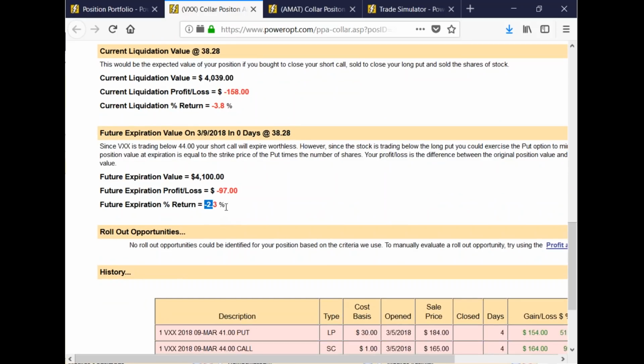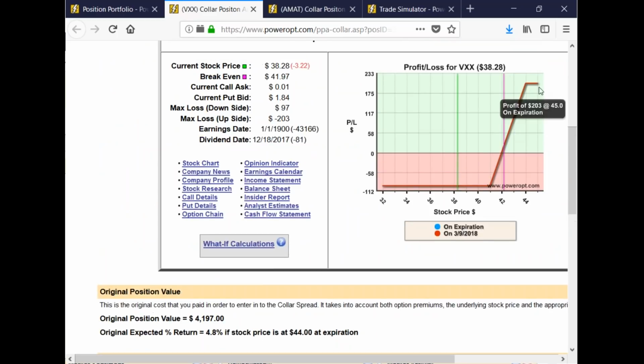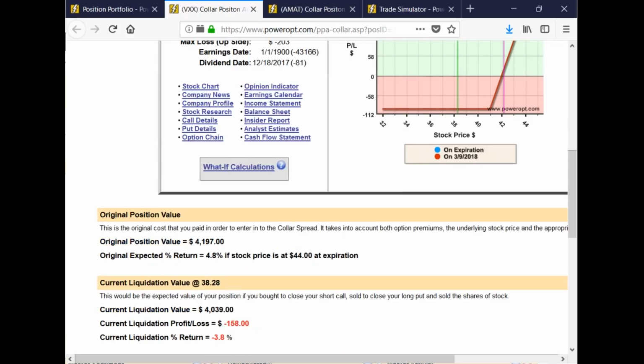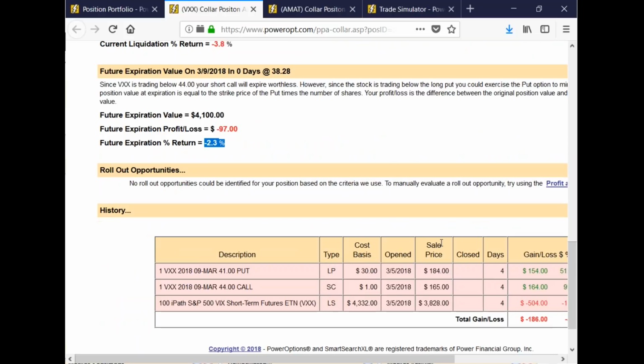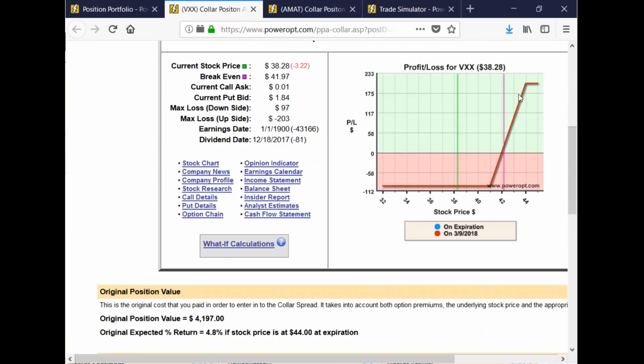Now, it's technically at expiration. If we leave it alone, what happens? Well, our call expires worthless. Our broker would exercise our 41 put this afternoon or tomorrow morning. We'd be out of the stock at 41, so we'd have the max loss of 2.3% on the position. Now, in this one, no rollout opportunities were shown. I may be able to re-bracket this.